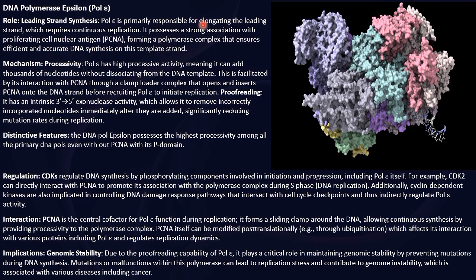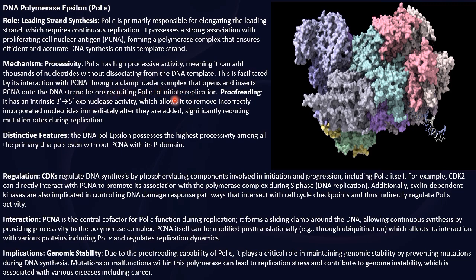Now, when we talk about mechanism, pol epsilon has the highest processivity among the three primary DNA polymerases, that is DNA pol delta, alpha, and epsilon, meaning that it can add thousands of nucleotides without dissociating from the DNA template. This is facilitated by its interaction with PCNA through a clamp loader complex that opens and inserts PCNA onto the DNA strand before recruiting pol epsilon to initiate replication.